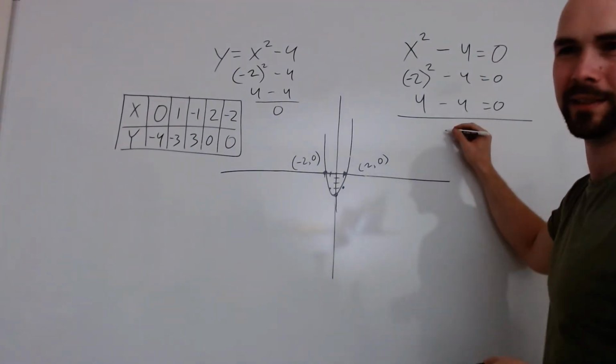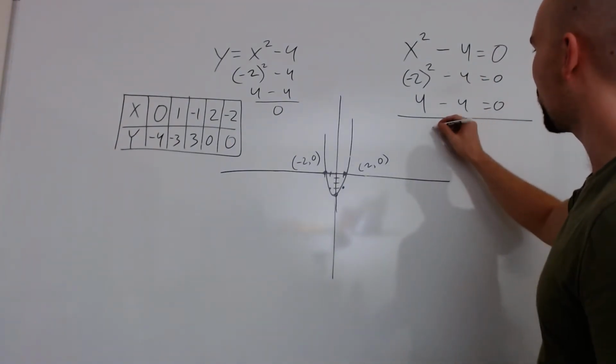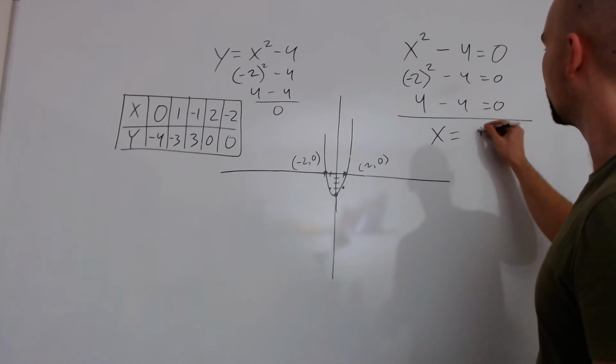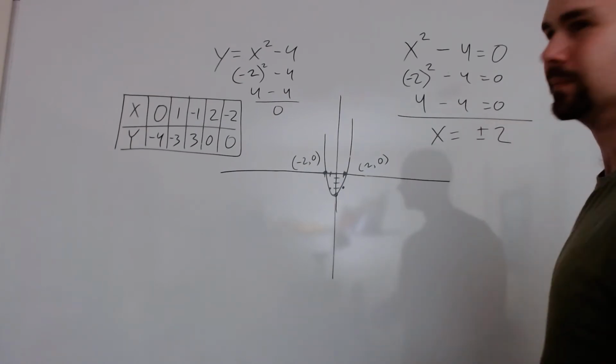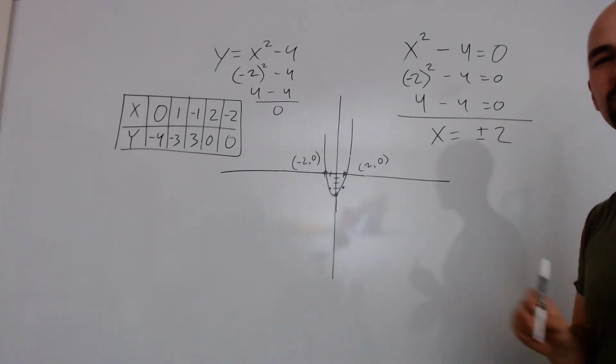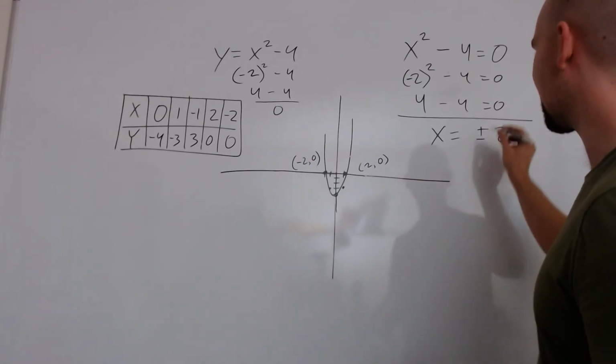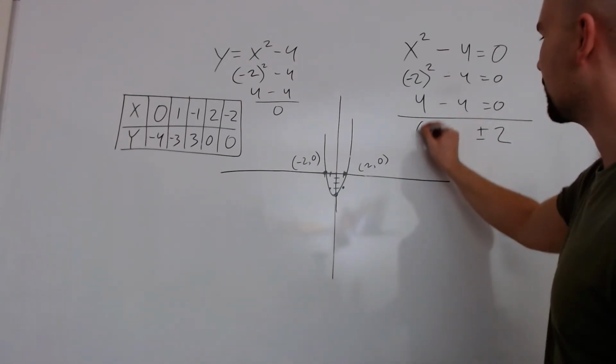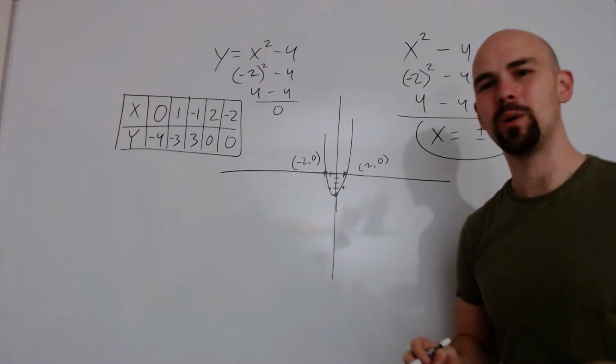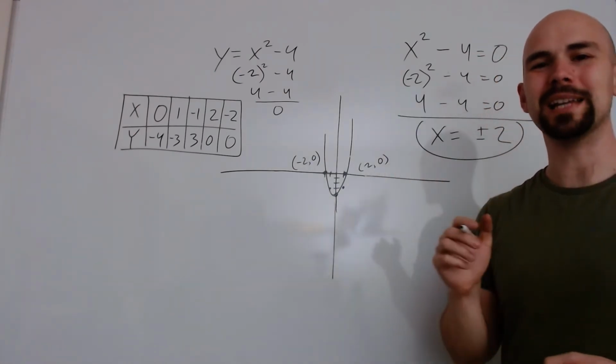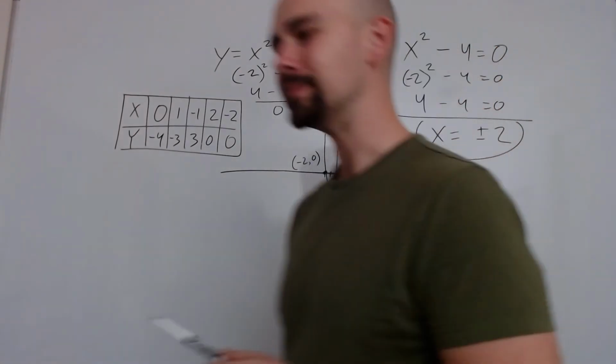I'll do it again, because this is a little bit of a new symbol. X equals plus or minus 2. That's a plus sign resting on top of a minus sign, not connected, so really resting over, equals 2. And so that's how you're going to write your answers to quadratic equations. You're going to say plus or minus whatever the answer is.